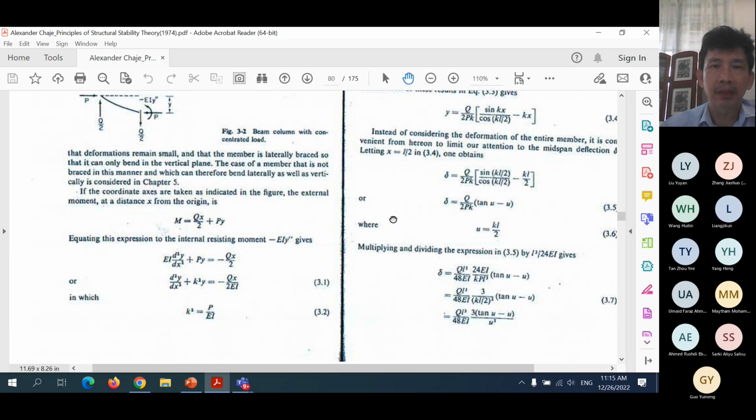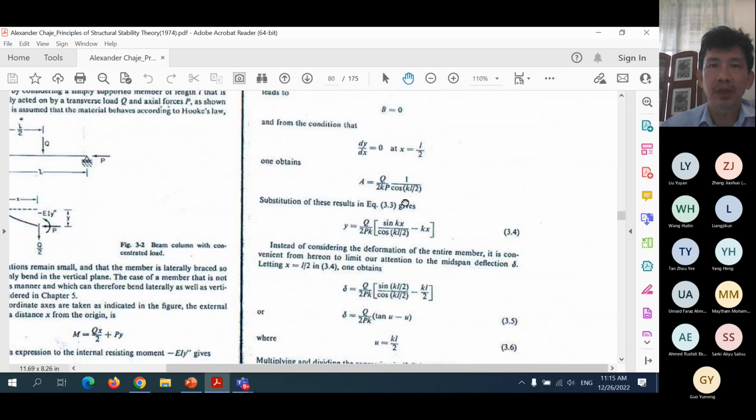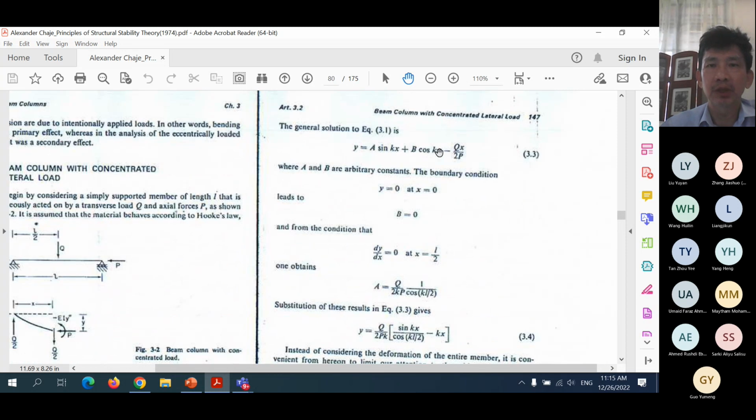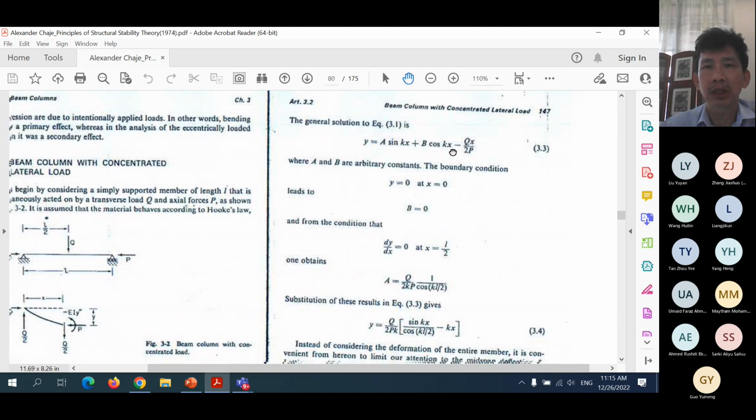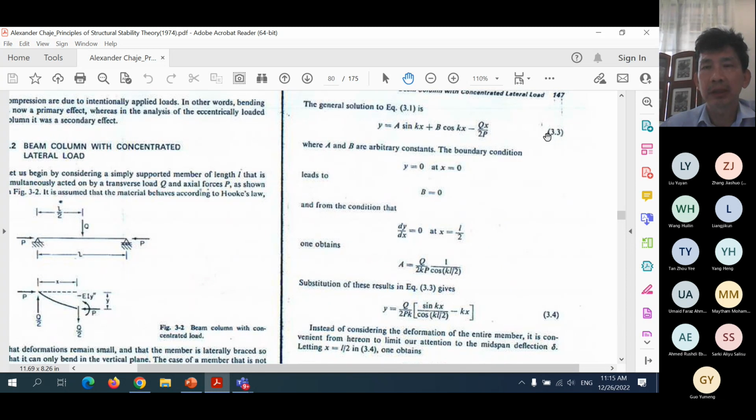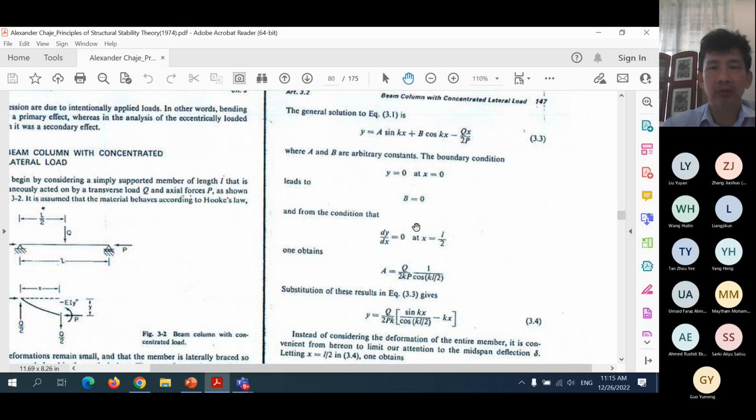And you will get two solutions for this. One is the homogeneous solution and the other one is the particular solution. The particular solution in this case is as shown in equation 3.3 here. So A and B, by now you know, you need to make use of boundary conditions.